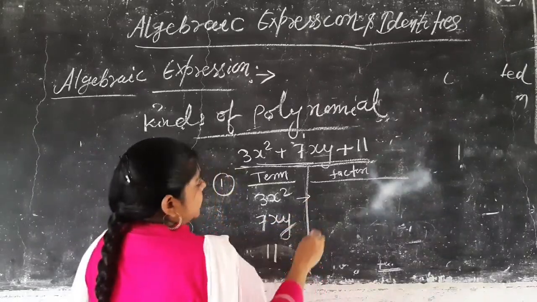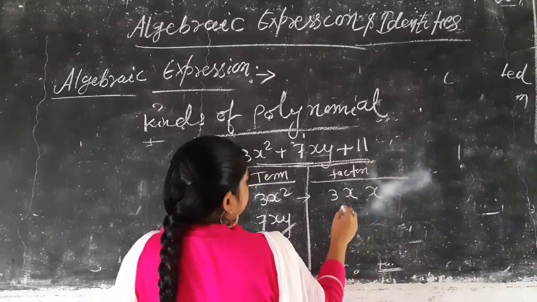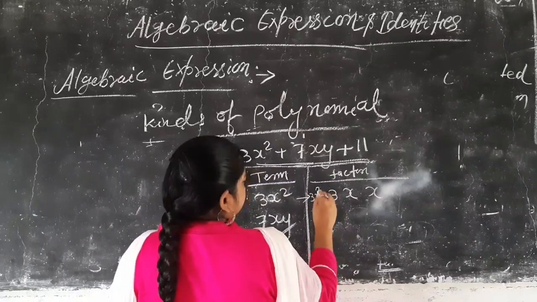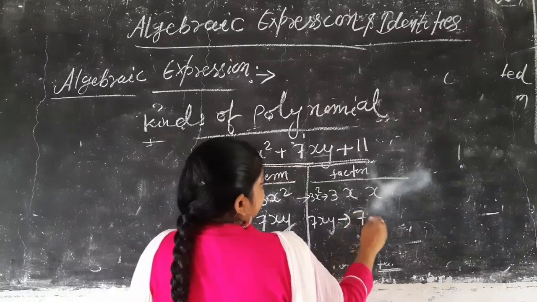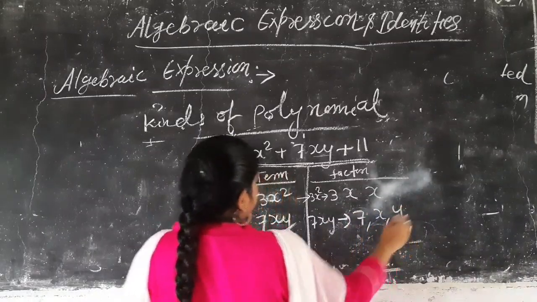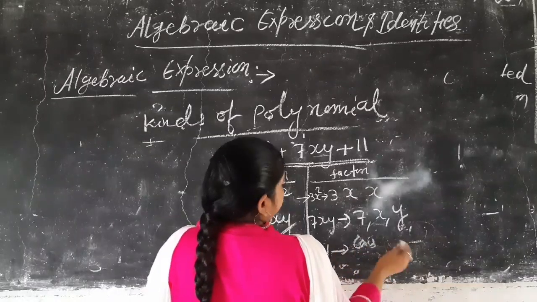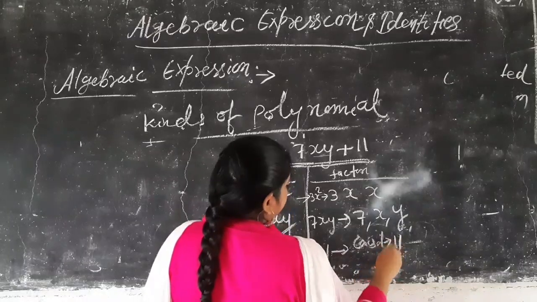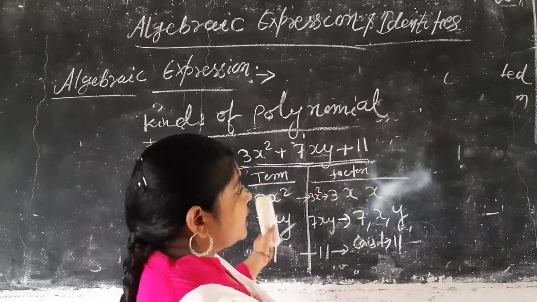Now we factorize each term: 3x square, 7xy, and 11 is a constant. So right now we write only 11, the value is 11.